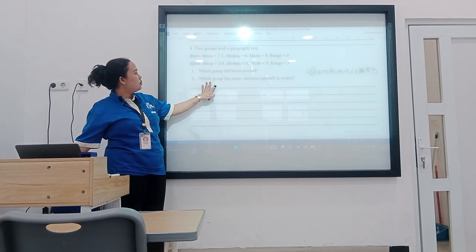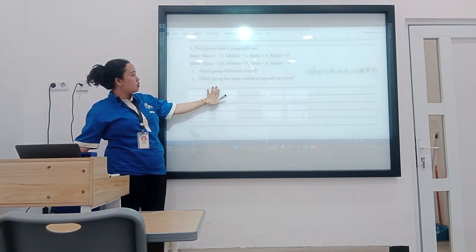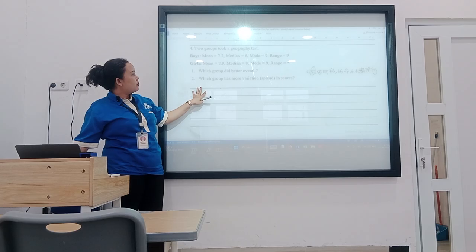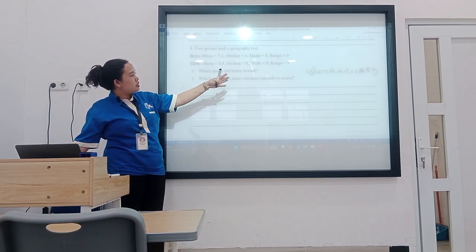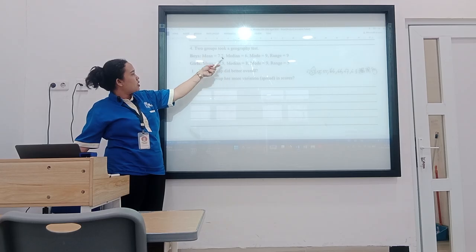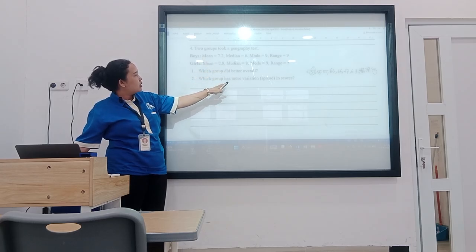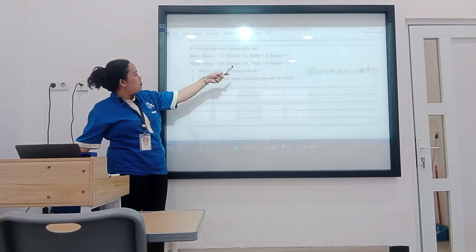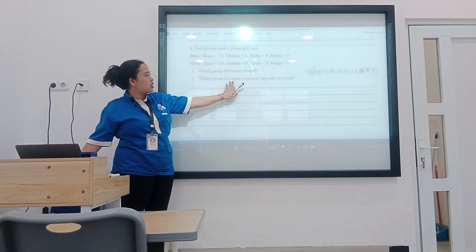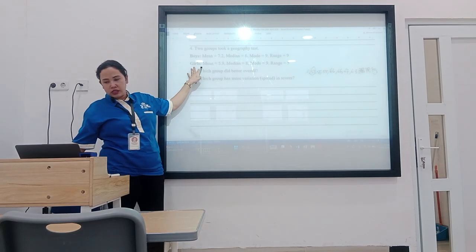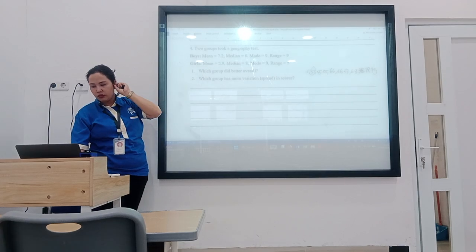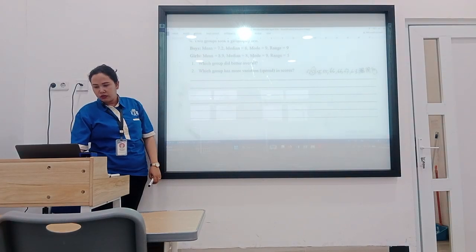And then which group has more variation or spread in scores? From here we can see that the range between the boys and girls is different. The range of boys is higher than the range of girls. So it means that the boys have more variation or spread in scores than the girls. Number 5.